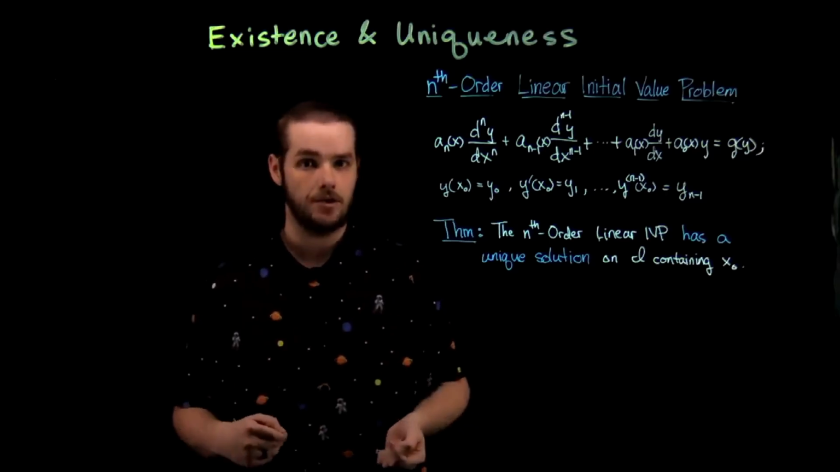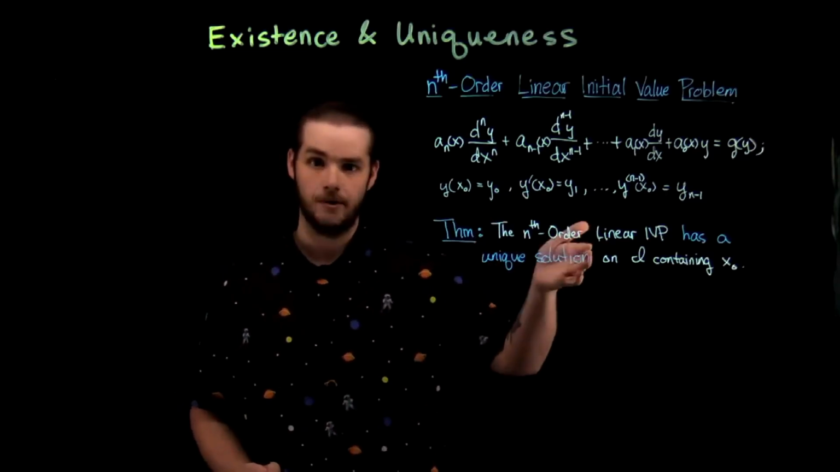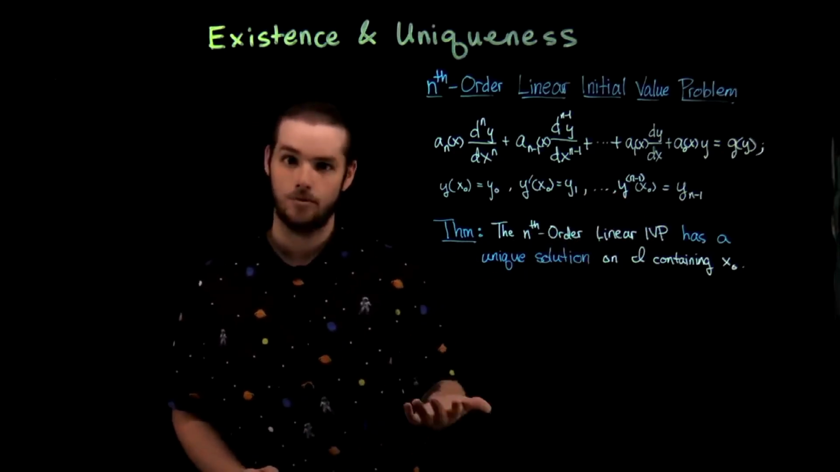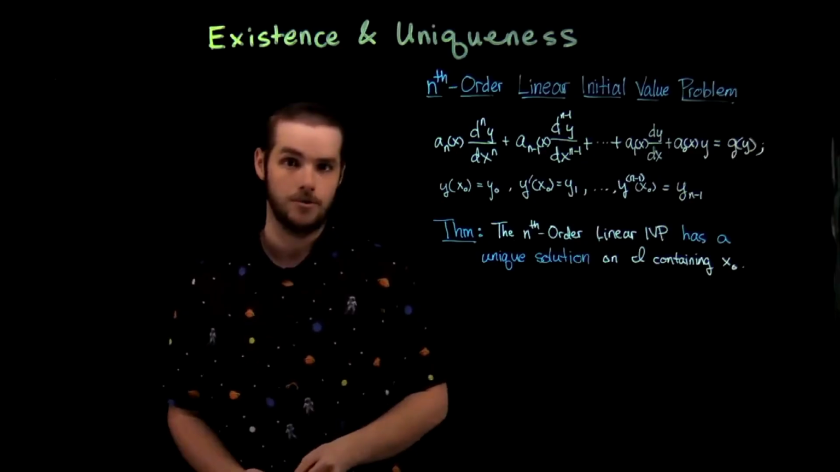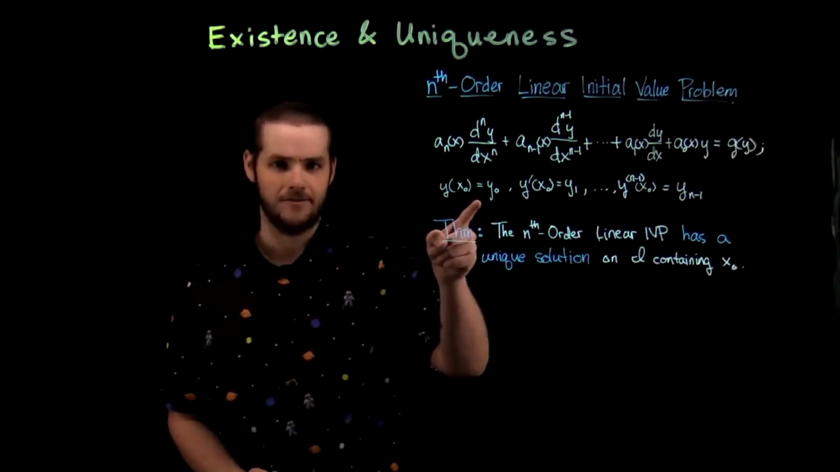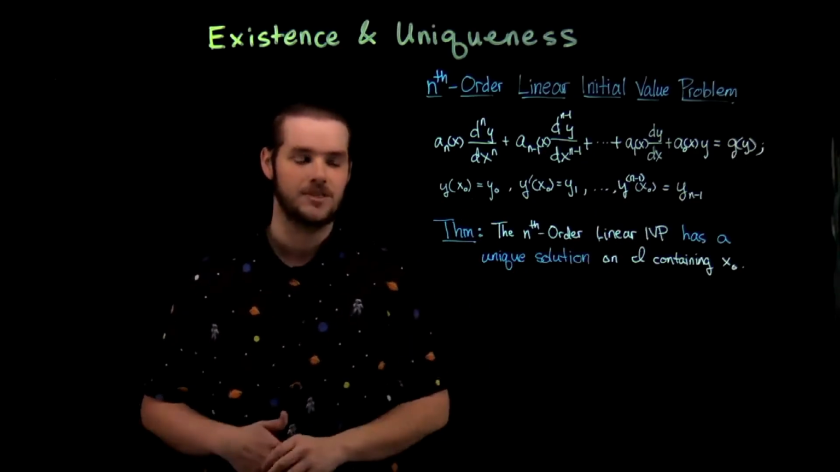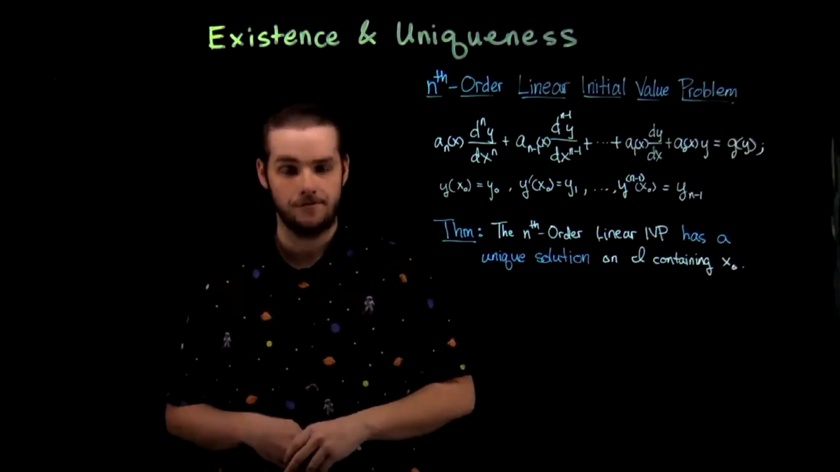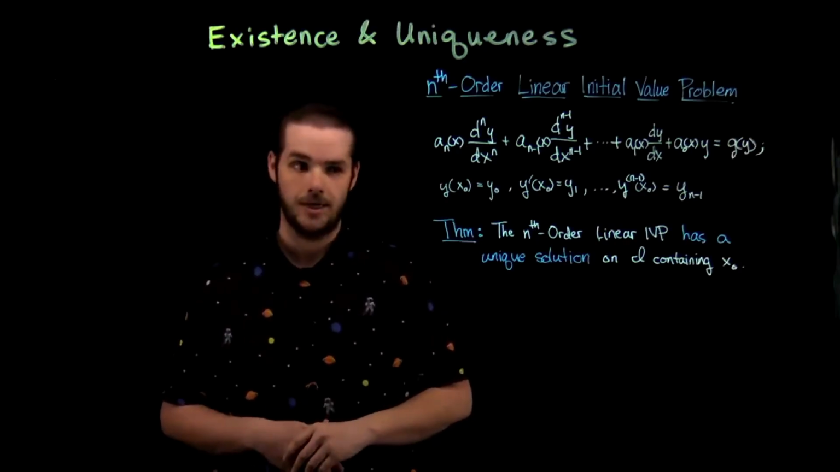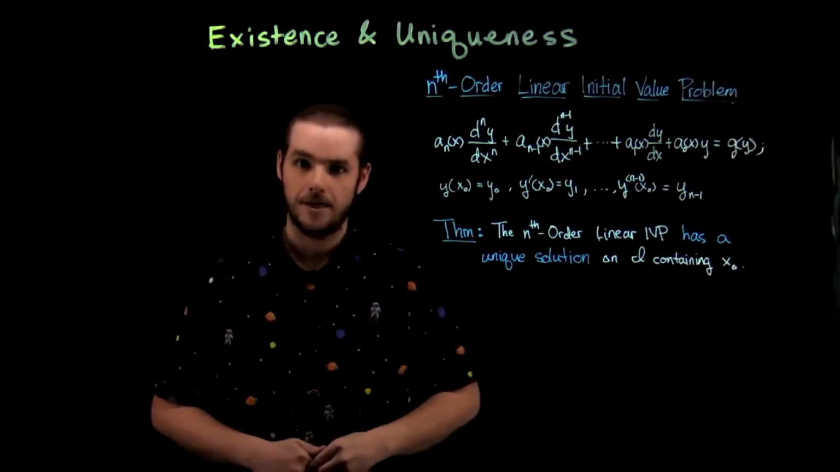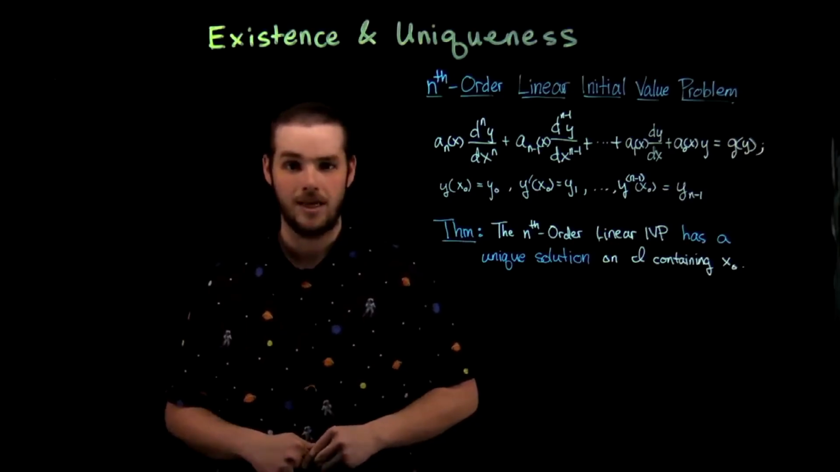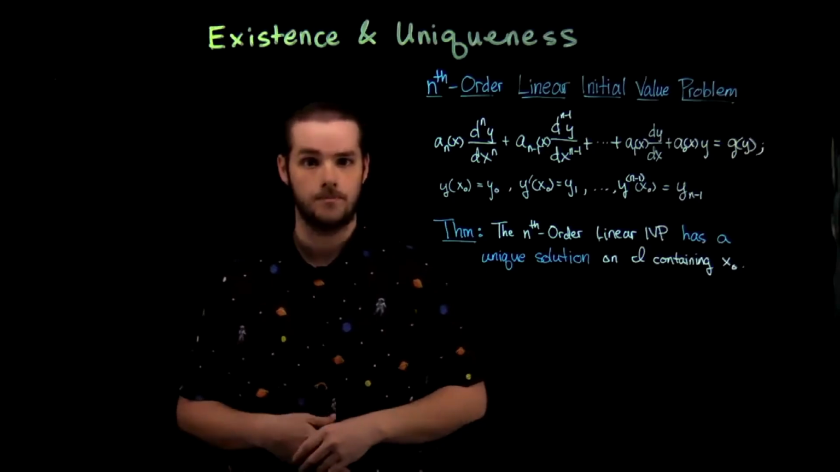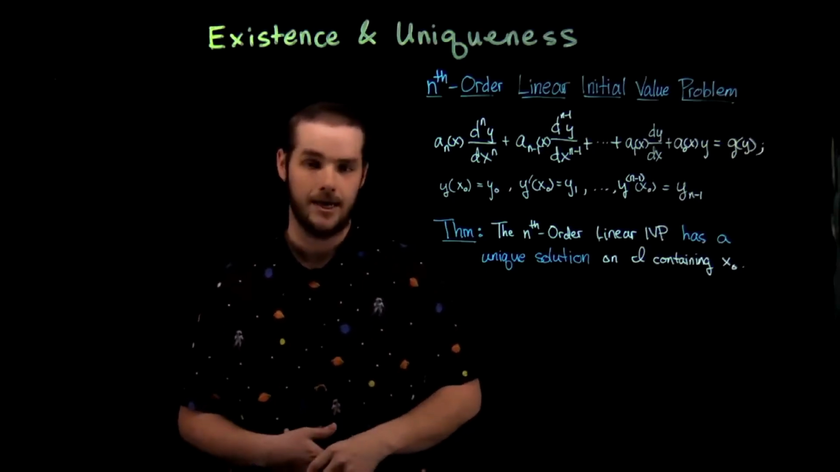But I'm also giving you information about its first derivative there, its second derivative there, its third derivative there, and so on and so forth, up to the n-1th order derivative. If I start counting from 0, by the way, 0 to n-1, that's n of them. So the nth order linear initial value problem is an nth order linear differential equation with n initial conditions. And it turns out that these are guaranteed to have a unique solution on an interval containing your initial time or your initial input, x naught.